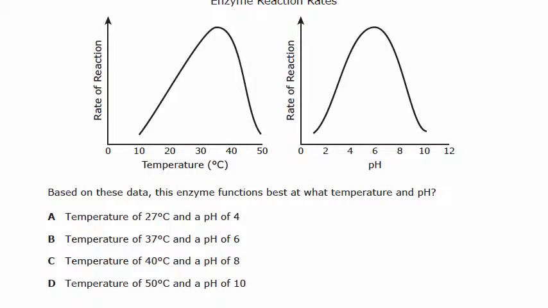A. Temperature of 27 degrees centigrade and a pH of 4. B. Temperature of 37 degrees Celsius, the same as centigrade, and a pH of 6. C. A temperature of 40 degrees Celsius and a pH of 8. D. A temperature of 50 degrees Celsius and a pH of 10. Stop the recording, select your answer, then start the recording again.